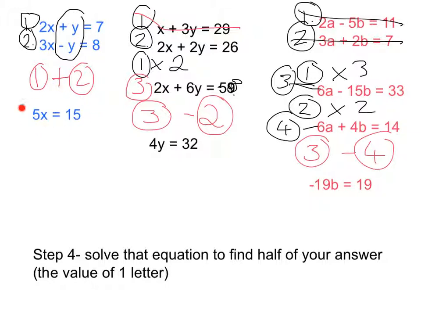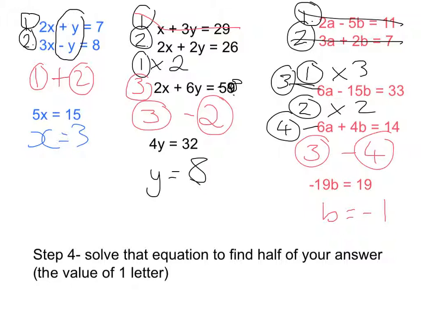So looking at example 1, if 5x equals 15, I need to divide both sides by 5, which will give me x equals 3. Looking at the next example, if 4y is 32, I'm going to divide both sides by 4, which is going to give me y equals 8. And then for the last example, I'm going to divide both sides by minus 19, which is going to give me b equals minus 1.